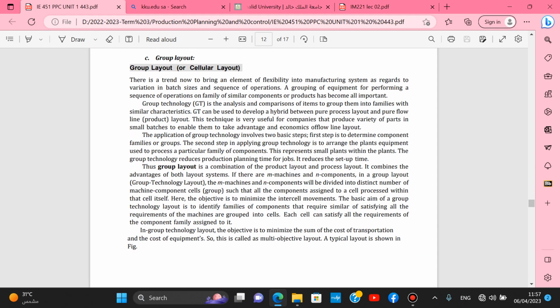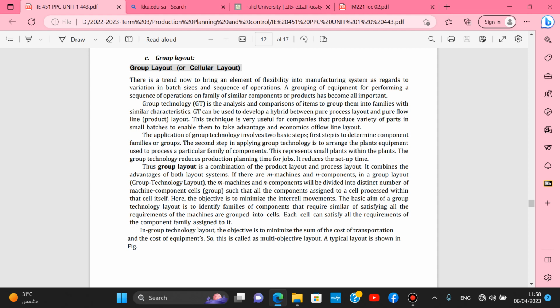So this group layout is a combination of the product layout and process layout. It combines the advantages of both layout systems. If there are M machines and N components in a group layout, group technology layout, the M machines and N components will be divided into distinct number of machine component cells. يعني حسب الماشينز وحسب الكومبوننتس اللي راح نصنعهم such that all the components assigned to a cell are processed within that cell itself. Here the objective is to minimize the inter-cell movements. إذن the movements of workers here will be minimized through this layout.